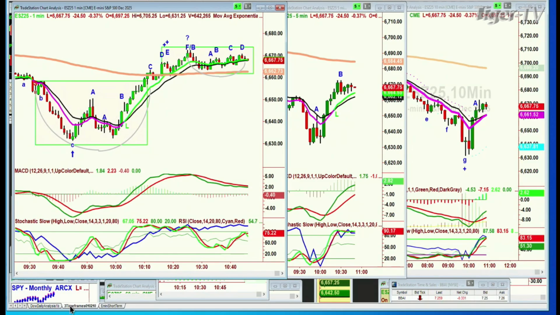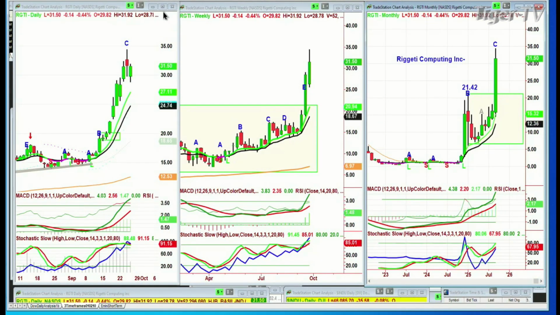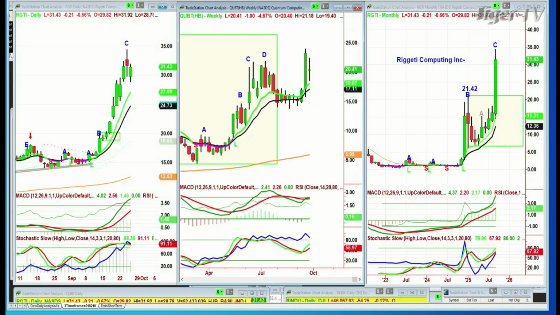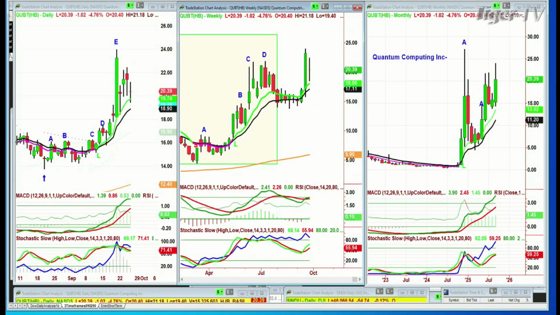All right, now let's get back to our story. So we were looking at RGTI, which had a really nice comeback this morning, made a peak, a leg E in the monthly chart, and in the weekly chart only a leg C in the monthly. Now, QUBT. This is quantum computing, and it made a peak E about 6 sessions ago at the 24 level.